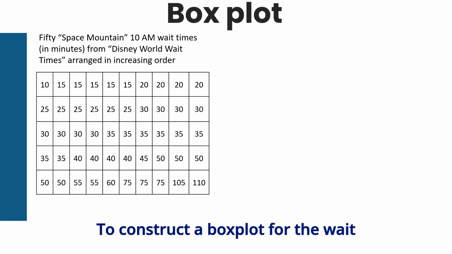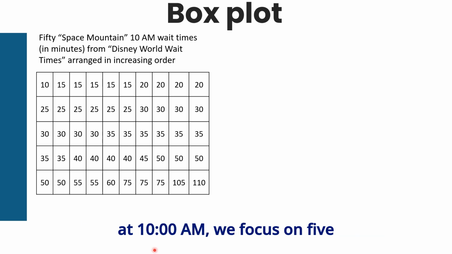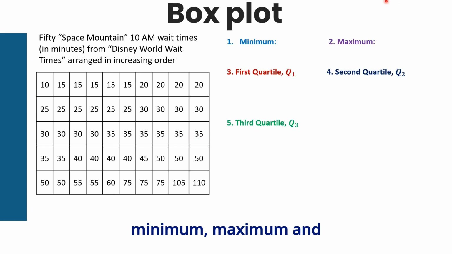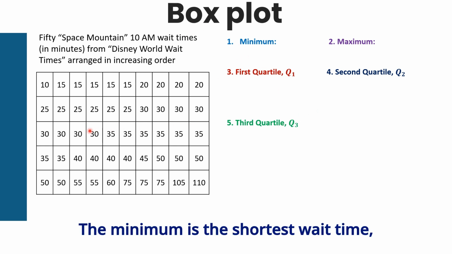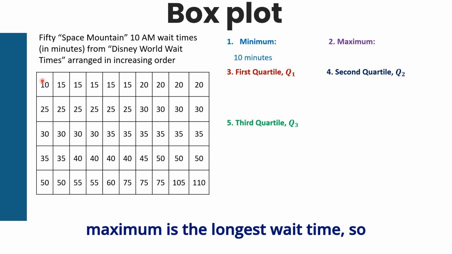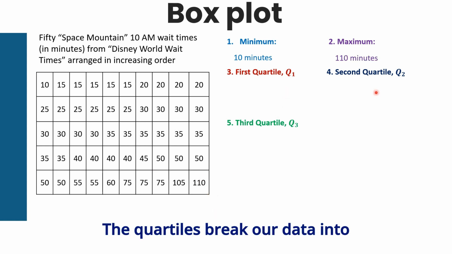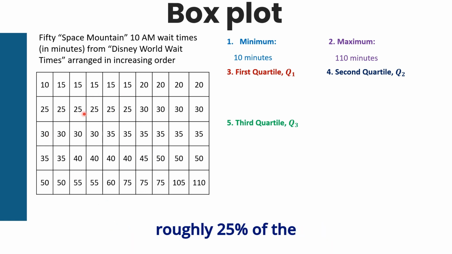To construct a box plot for the wait times at Space Mountain at Disney World at 10 a.m., we focus on five key numbers: the minimum, maximum, and three quartiles: Q1, Q2, and Q3. The minimum is the shortest wait time, which is 10 minutes, while the maximum is the longest wait time, so that's going to be 110 minutes. The quartiles break our data into four groups, each representing roughly 25% of the values.